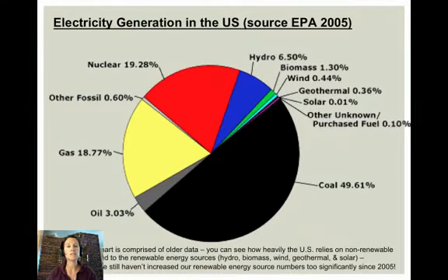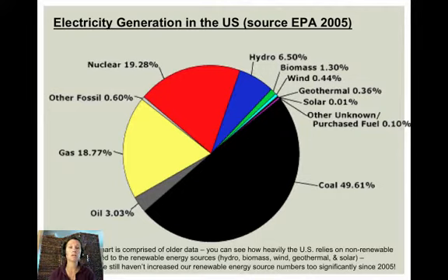And then this is basically a pie chart that the EPA collected data for in 2005. So it's a little dated, but it really honestly hasn't changed all that much. And it's showing us the different fuel sources that we use to create electricity in the United States. So you can see that nearly half of this pie chart is in black, and that is the coal area. Almost half of our electricity in the United States comes from coal-fired power plants.